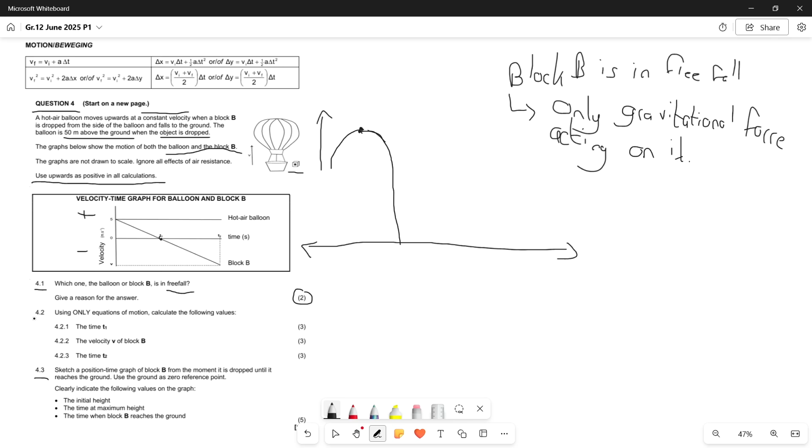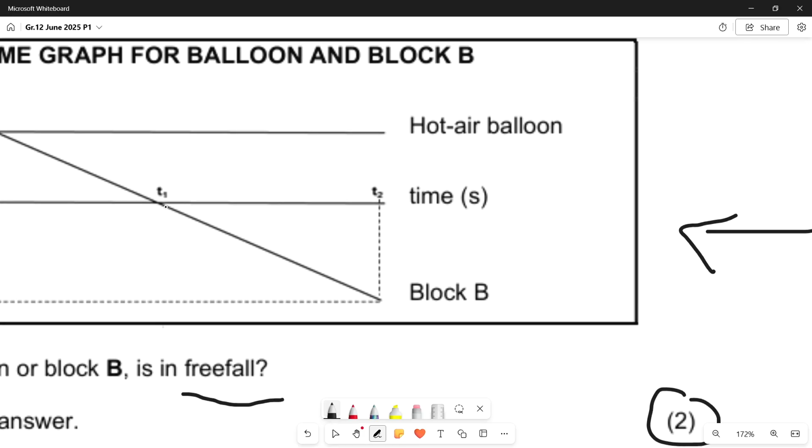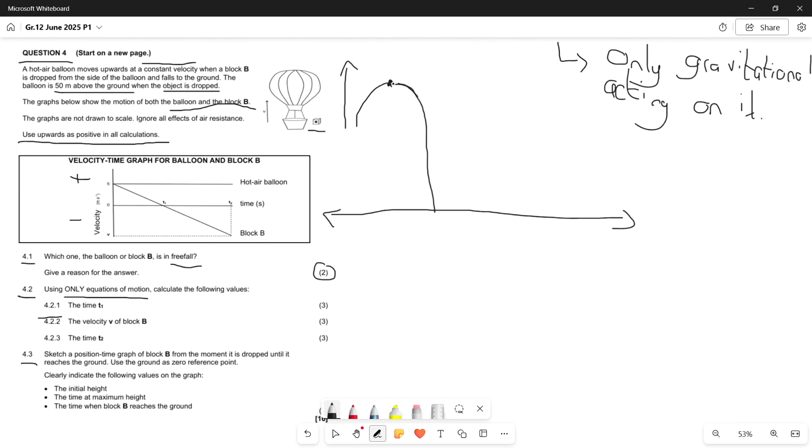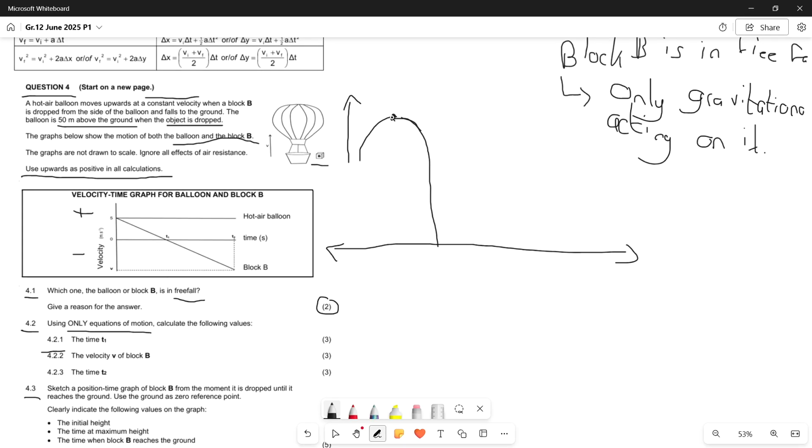And then 4.2 says using only equations of motion, calculate the following values. Okay, so we have our equations of motion up here, and it says 4.2.1, the time t1 over there. Okay, so t1, if we zoom in, is the point when it reaches 0 here. So it means it has an initial velocity and its final velocity will be 0.